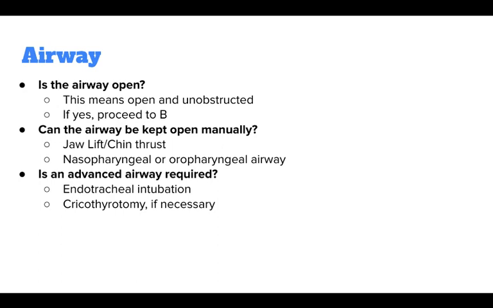So for the airway, you need to answer, is the airway open? This means open and unobstructed. If yes, proceed to B for breathing. Can the airway be kept open manually? Use the jaw lift or chin thrust, or use a nasopharyngeal or oropharyngeal airway. Is an advanced airway required? Endotracheal intubation or cricothyrotomy if necessary.